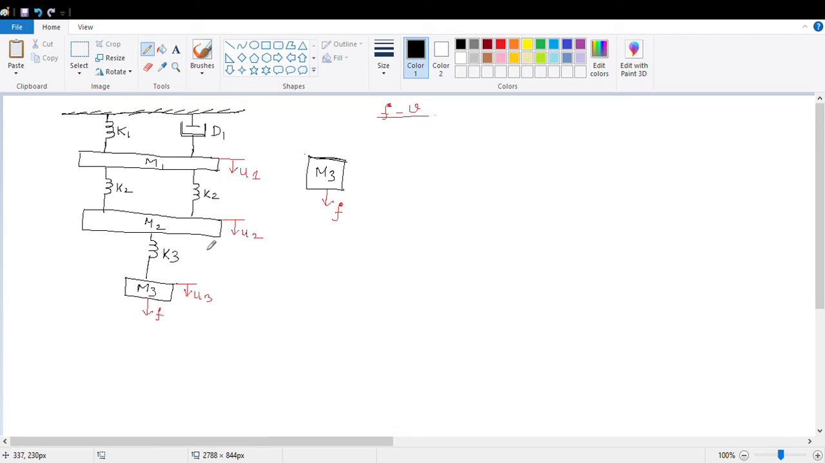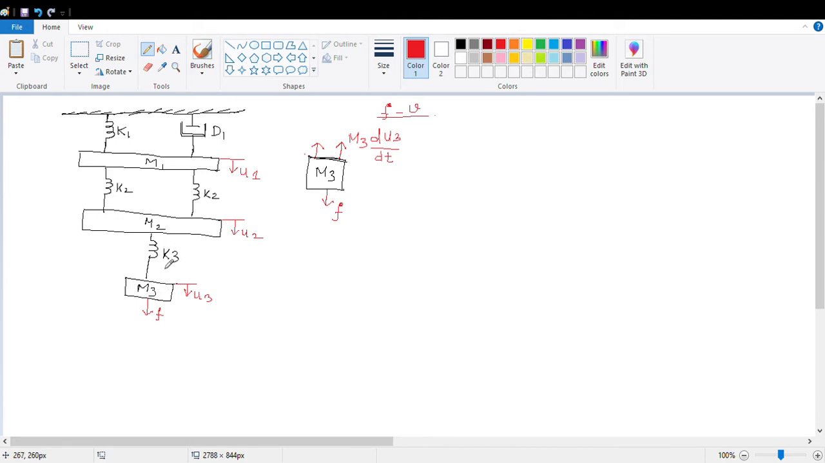So that means two restraining forces will act on this mass. One is the inertia force. The inertia force will act in the opposite direction of the motion of the mass. So it will be M3, and the displacement is U3, so it will be M3 du3 dt. Understood?